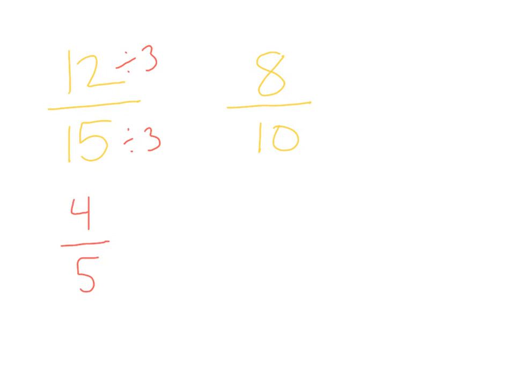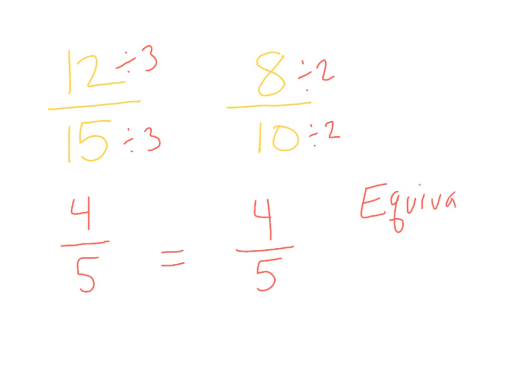If I look at 8/10, they can both be divided by 2. They're both even, so I'm going to go ahead and do that. 8 divided by 2 is 4, and 10 divided by 2 is 5. So the last way we can check to see if they're equivalent is making sure both fractions are in simplest form, and then comparing: 4/5 and 4/5 are indeed equivalent. So 12/15 and 8/10 are also equivalent fractions.